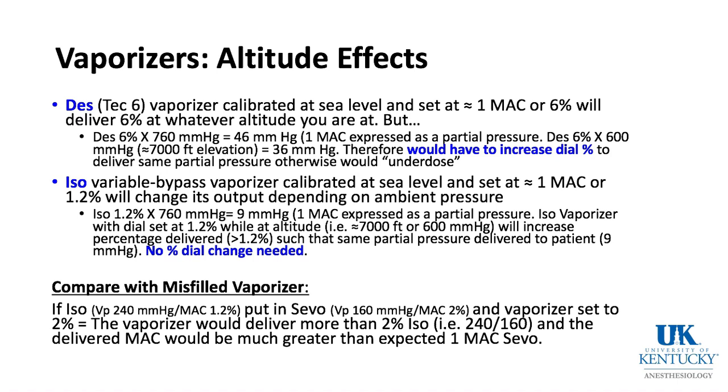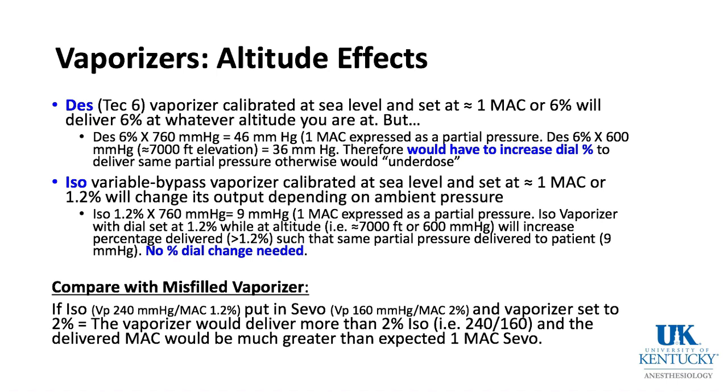The isoflurane vaporizer with the dial set at 1.2%, while you're up at that 7,000 feet where the total atmospheric pressure is only 600, what happens is there's less pressure forcing down on the liquid in that variable bypass vaporizer, and more goes up into the gaseous phase, and instead of delivering 1.2%, it delivers more than 1.2%. Basically you can think of it as no dial change needed because it delivers a constant partial pressure to the patient.